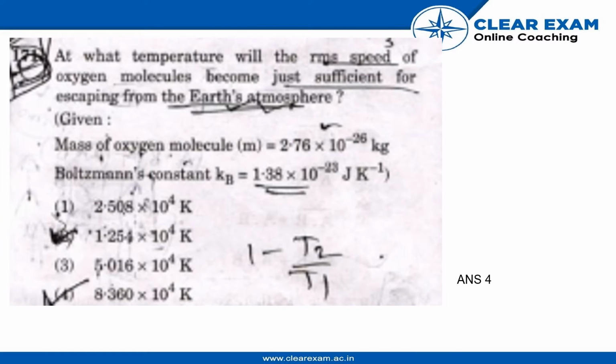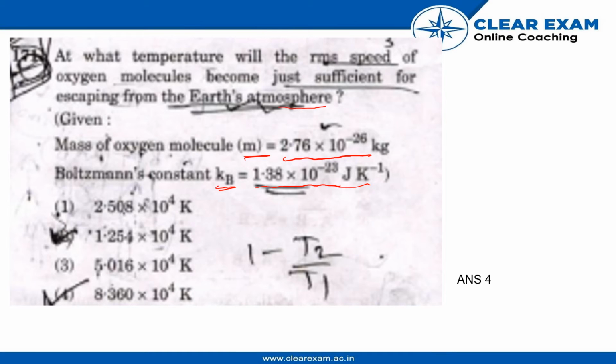Okay, the question is, at what temperature will the RMS speed of oxygen molecules become just sufficient for escaping from Earth's atmosphere? The mass of an oxygen molecule, m, is given as 2.76 × 10^-26 kg, and the Boltzmann constant, k_B, is given as 1.38 × 10^-23 J/K. So these are the four options. We have to find the correct answer.